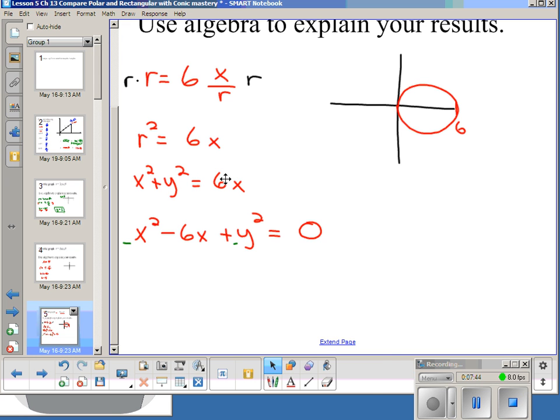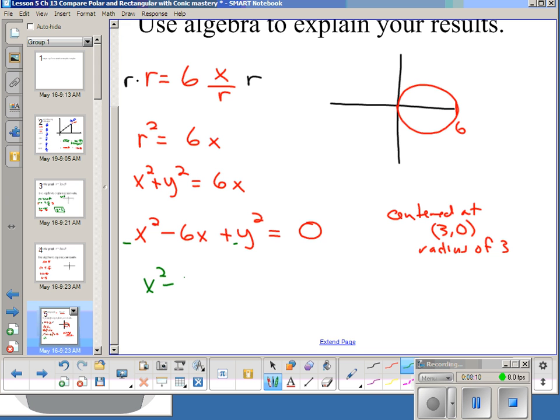We're going to take this one step farther and we're going to complete the square to show that this is a circle centered at 3, 0 with a radius of 3. And so this little completing the square is good review for the final. So if you wanted to pause the video and try to complete the square on your own, it would be good practice. But here we go.